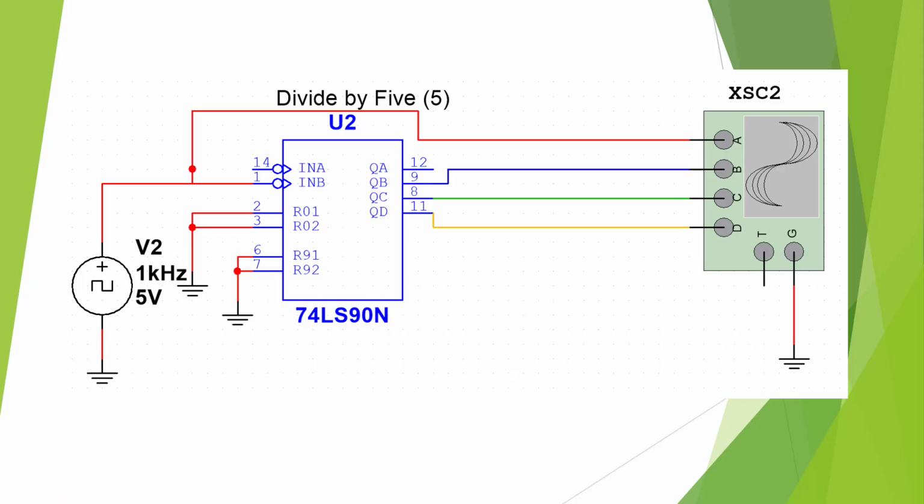Here is the 7490 as a divide by 5. Still we have the master set and master reset deactivated. We have the clock, but now we're going into clock B, and that's going to be our divide by 5 counter.